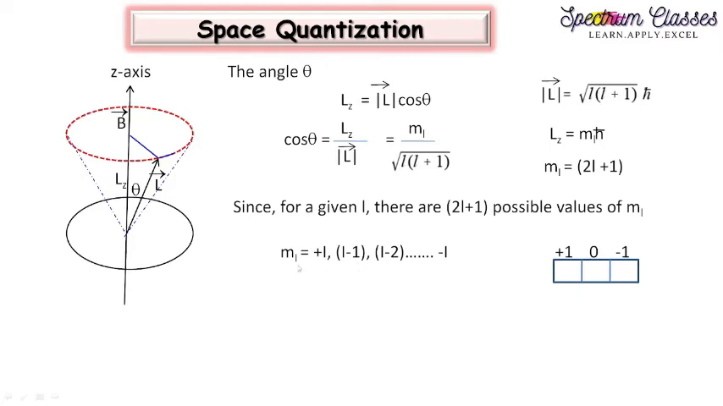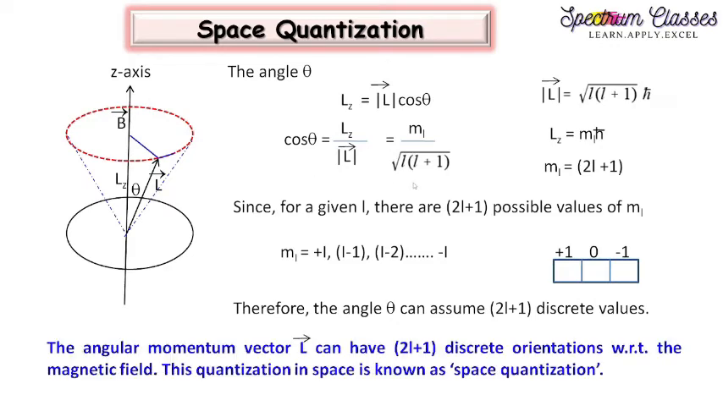This many values for ml are possible, and on adding all such values we will get 2l plus 1 values for this ml. So in this manner, if ml is having this many discrete values, therefore theta will also have this many values corresponding to this relationship. Here what I have written is that the angular momentum vector L can have 2l plus 1 discrete orientations with respect to the external magnetic field. This quantization in space is known as space quantization.